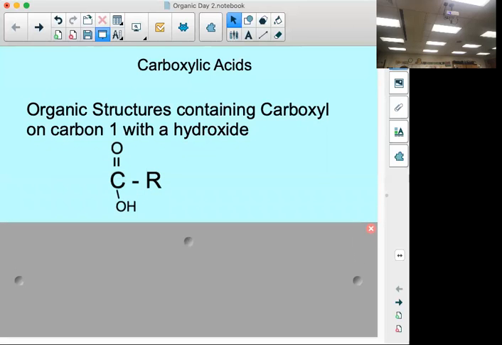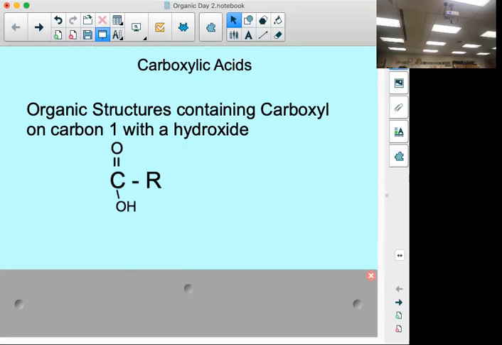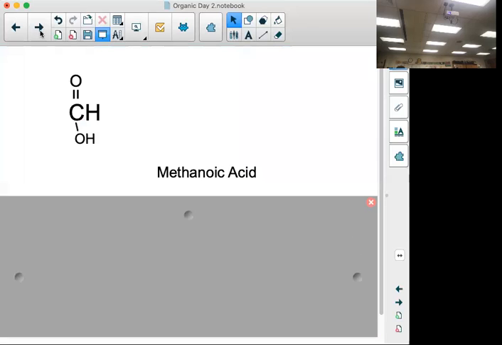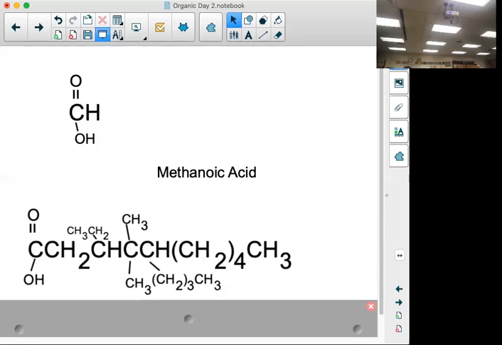R just means some chain. That could be 1, it could be 1,000,000. Doesn't matter. The way that we name it: if I have just 1 carbon, 1 again is meth, so that would be methanoic acid. Oic acid is our carboxylic acid ending. Let's get a little more complicated.